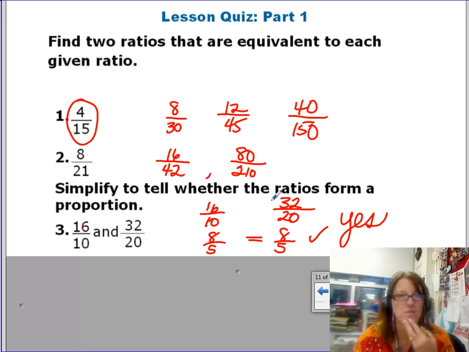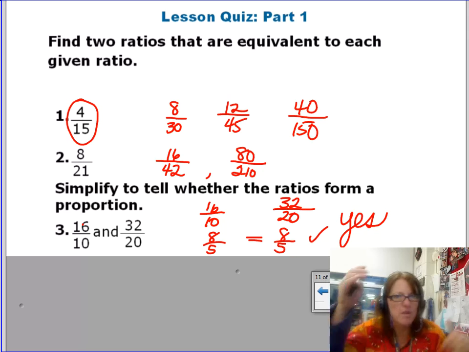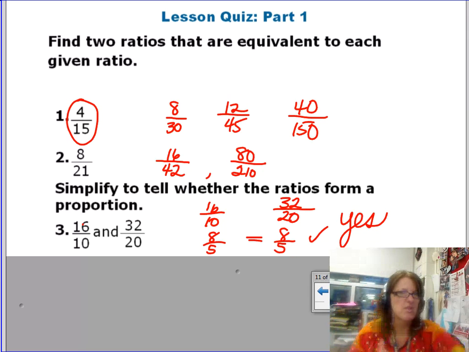This is the kind of preliminary stuff you're going to do. If you're already jumping ahead of me and thinking about, hey, I know something about how to check for proportions that way, we're getting there. Just hold your horses, okay?